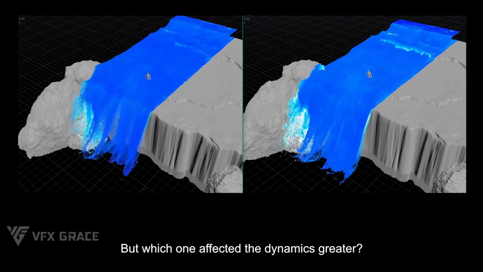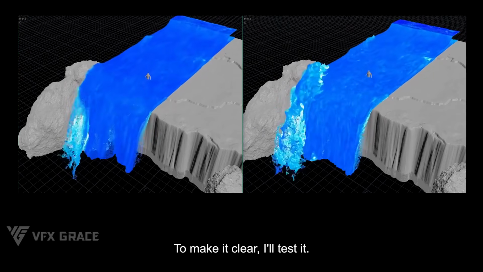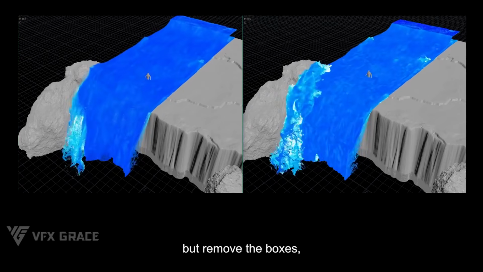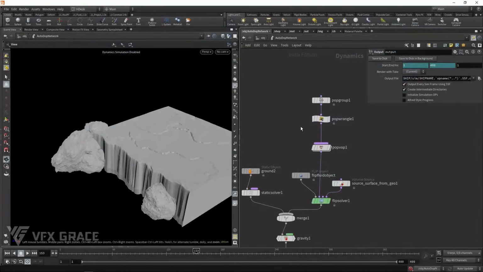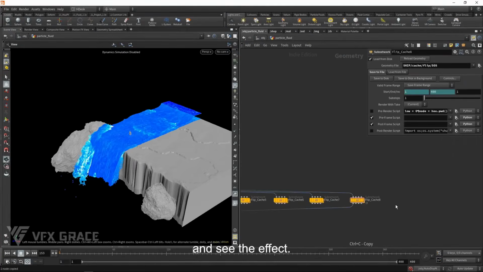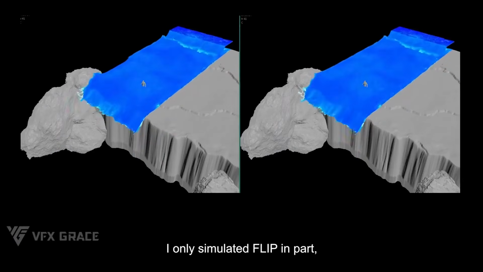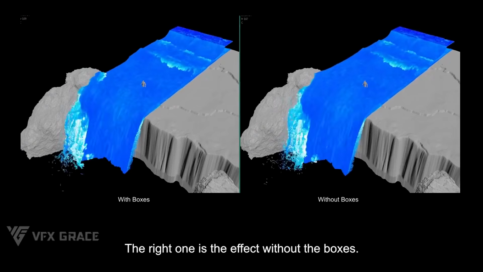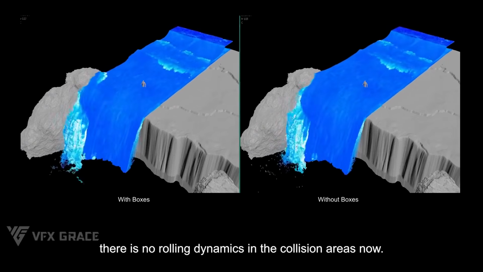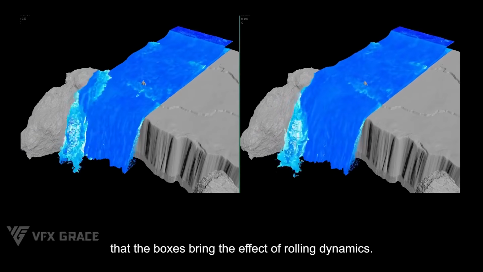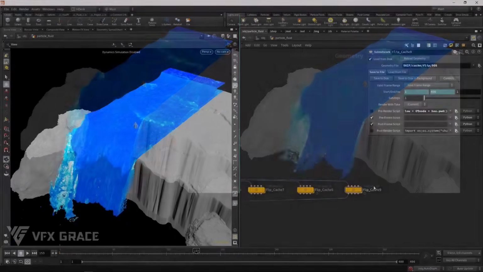But which one affected the dynamics greater? To make it clear, I'll test it. This time I'll keep the same sim res but remove the boxes and then simulate it again. Disable both nodes. Then let's simulate it and see the effect. I only simulated flip in part, but we can already see the difference between the two simulations. The right one is the effect without the boxes. Obviously, there is no rolling dynamics in the collision areas now. This comparison proves that the boxes bring the effect of rolling dynamics.